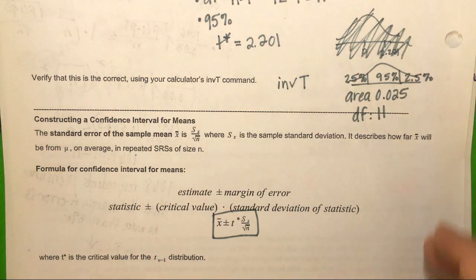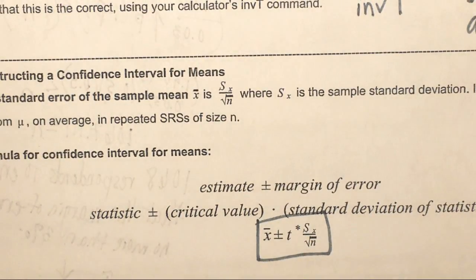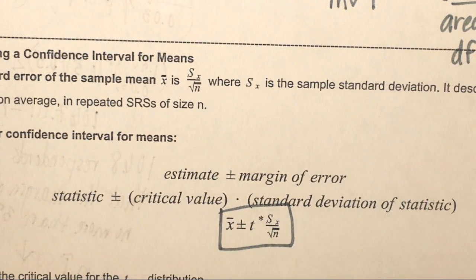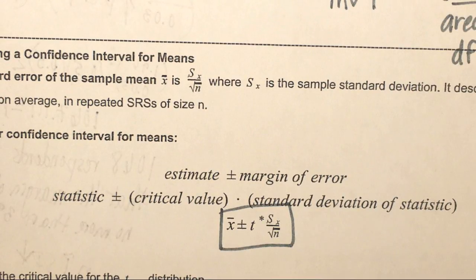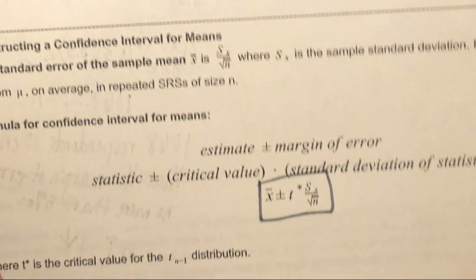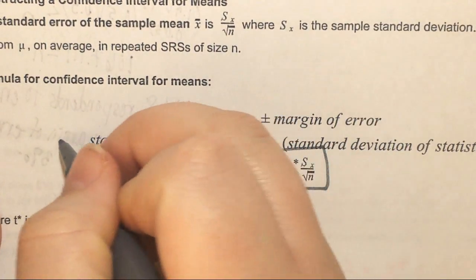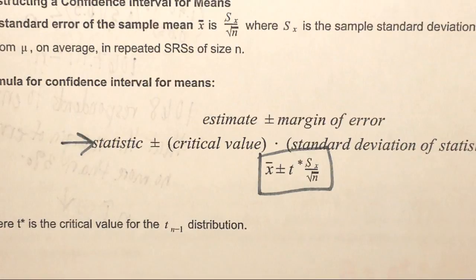So the standard error of the sample mean x bar is Sx divided by square root of n, where Sx is the sample standard deviation. It describes how far x bar will be from mu on average in repeated simple random samples of size n. Again, what really sucks is you have this formula in your formula packet, but they don't give you the p hat one and they don't give you this x bar one.